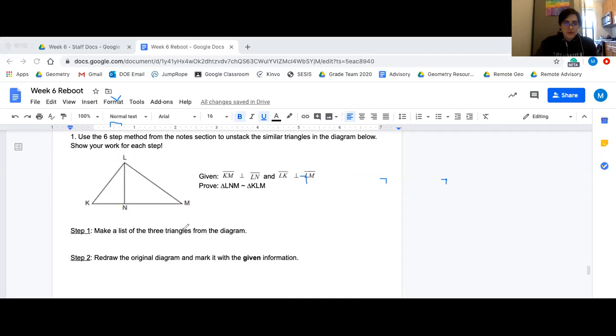So it says draw 3 separate right triangles, all pointed in the same direction, labeled with angle marks. Those are the only angle marks. 3 right angles is all I have. So step 3, I'm good.